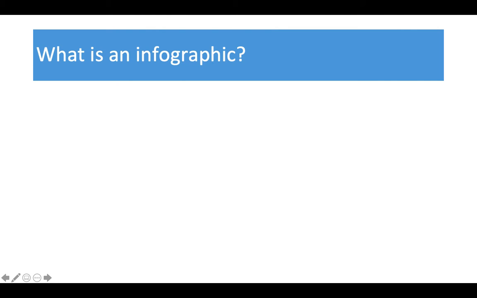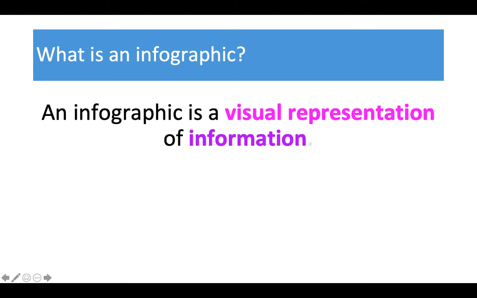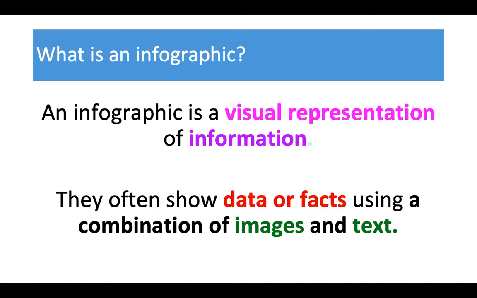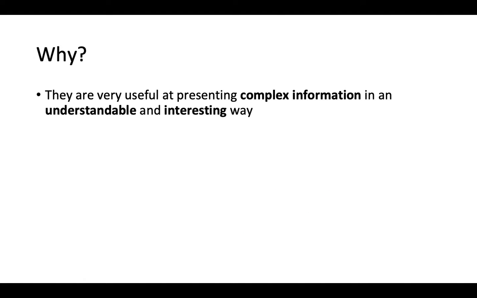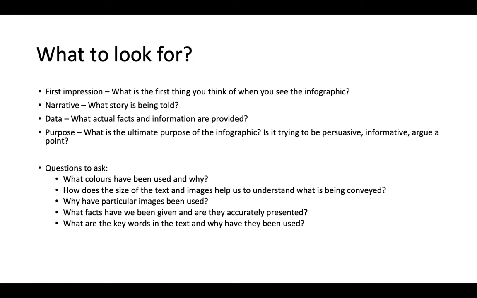All right. Once you've done that, I want you to think about what an infographic is. And you've probably seen them online before. An infographic is a visual representation of information, and it is often showing data or facts using a combination of images and text. And with all these things, the image and the text work together. So why is it that they exist? Well, they allow for very complex information to be presented in a way that's easy to understand and interesting and visually appealing as well.